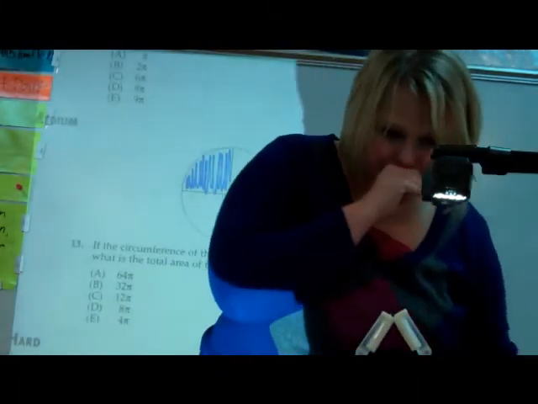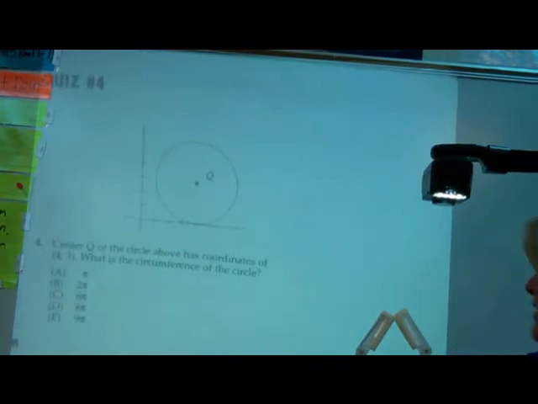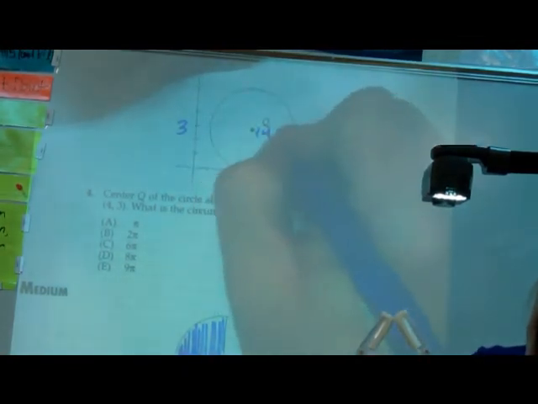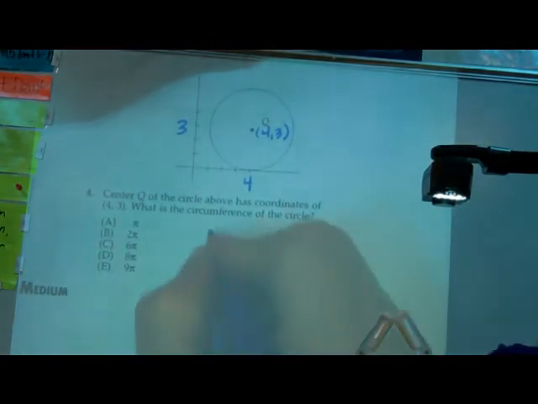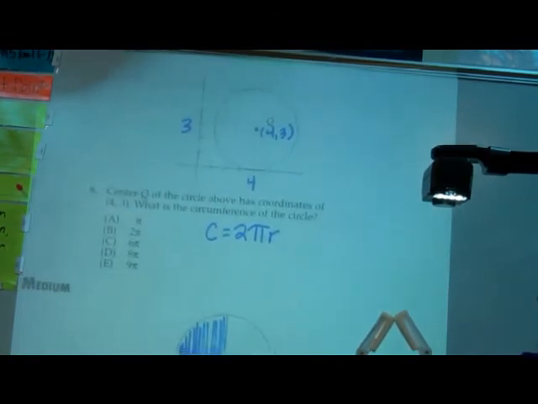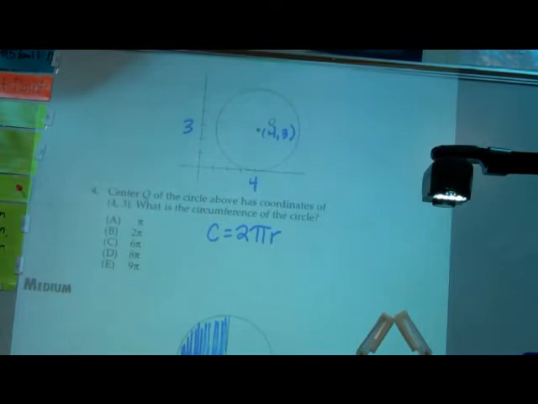Okay, so we'll go over these circle problems. Okay, so the first one, you have a circle, the center of Q, and that center is located at the point 4, 3. And they want you to tell the circumference of the circle. Well, the circumference is 2 pi times the radius. And they'll give you that formula at the start of the section. So if you don't remember that formula, be sure you look back at it.